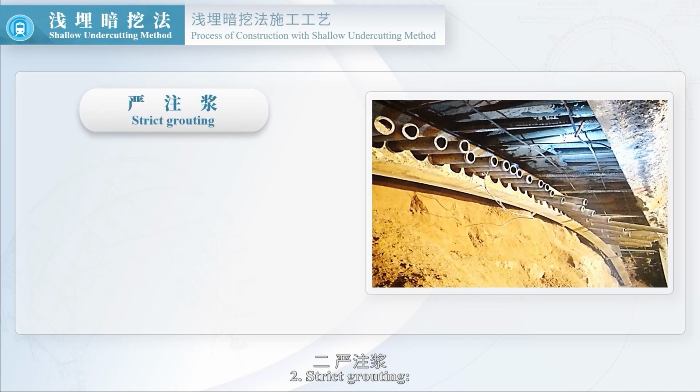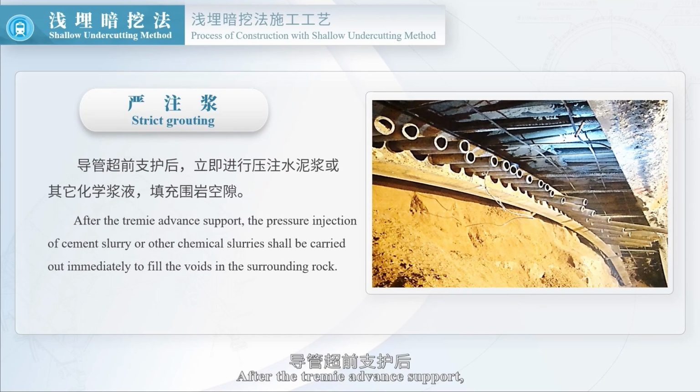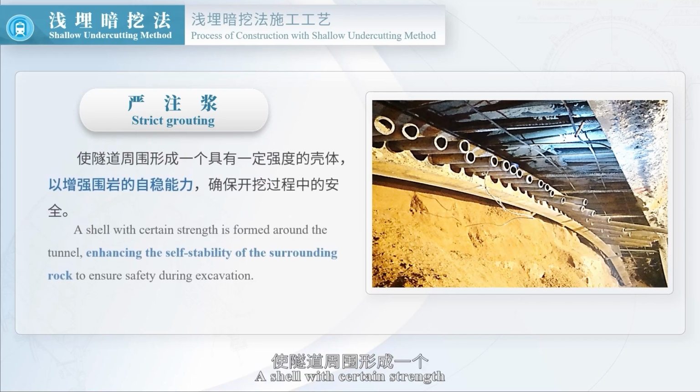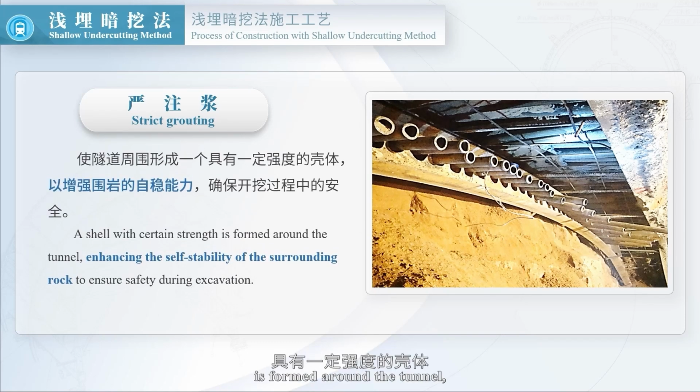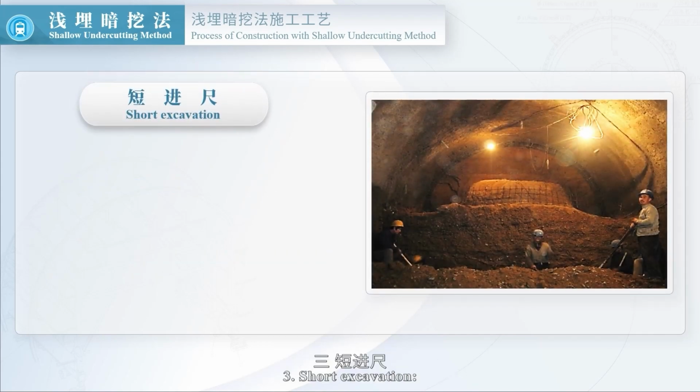2. Strict grouting. After the TREME advanced support, the pressure injection of cement slurry or other chemical slurry shall be carried out immediately to fill the voids in the surrounding rock. A shell with certain strength is formed around the tunnel, enhancing the self-stability of the surrounding rock to ensure safety during excavation.